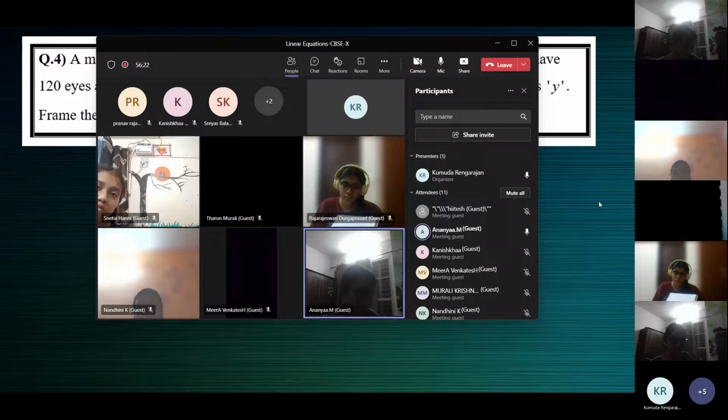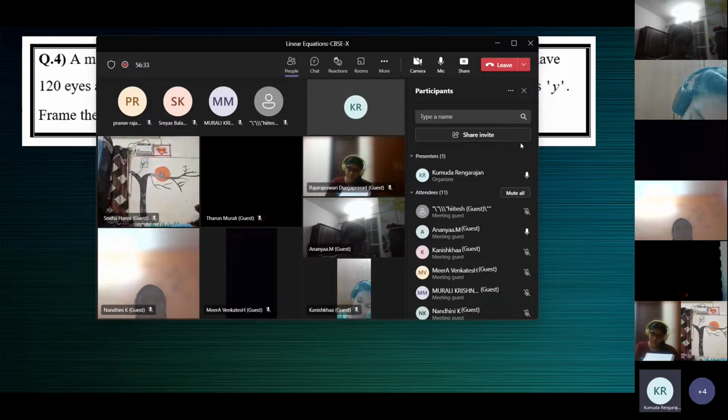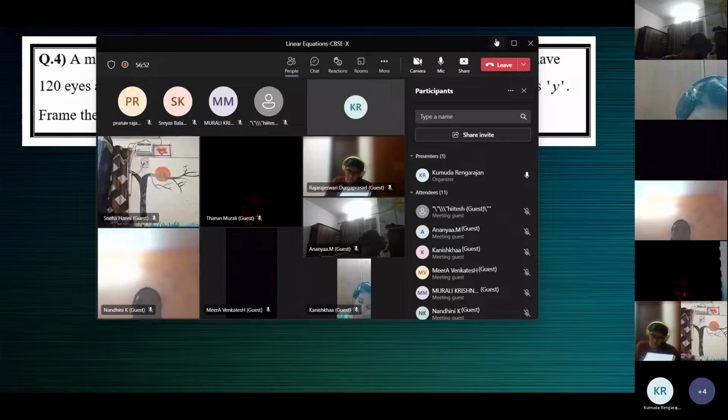X plus y equal to 60, x plus 2y equal to 90. X plus y is equal to 60. Very good, Ananya. x plus 2y equal to 90. Perfect. Very good. They are the equations. X plus y is equal to 60. X plus 2y is equal to 90. Very good. Go ahead. Find the values of x and y. So this one by Ananya. Good.